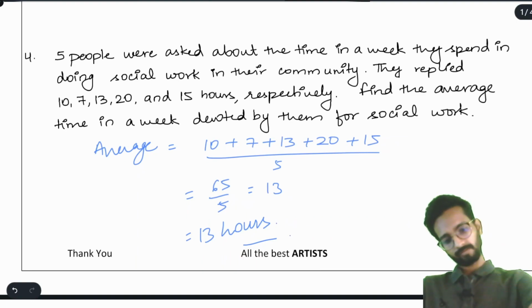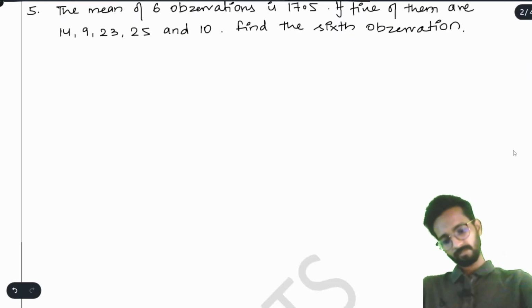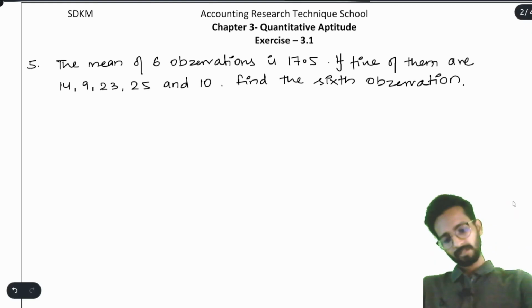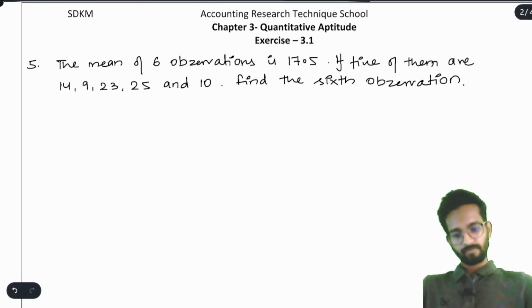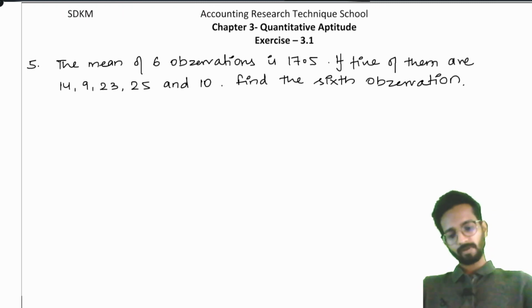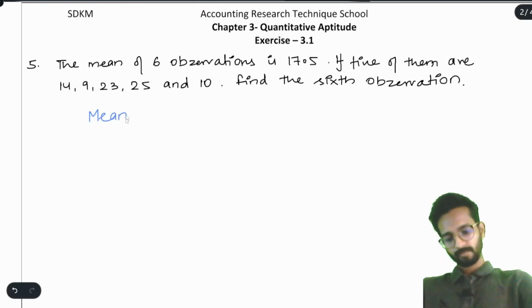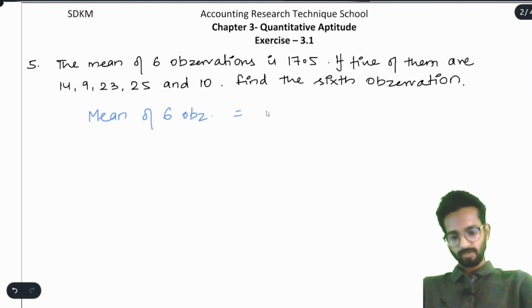Simple. Now, question number 5. The mean of 6 observations is 17.5. If 5 of them are 14, 9, 23, 25 and 10, find the 6th observation. See, very, very important. 6 observations. So, mean of 6 observations is equal to 17.5. This we know by the question.